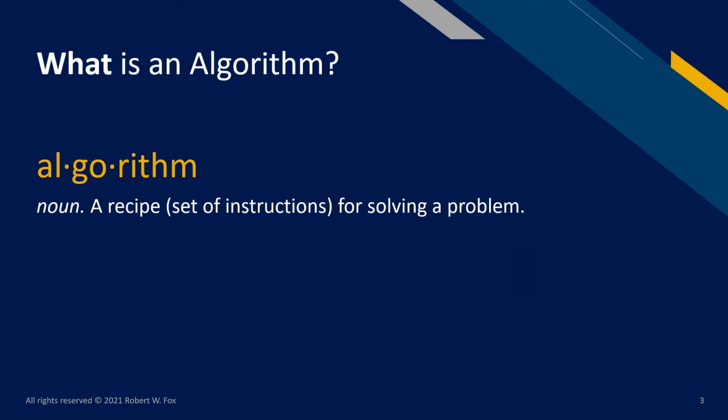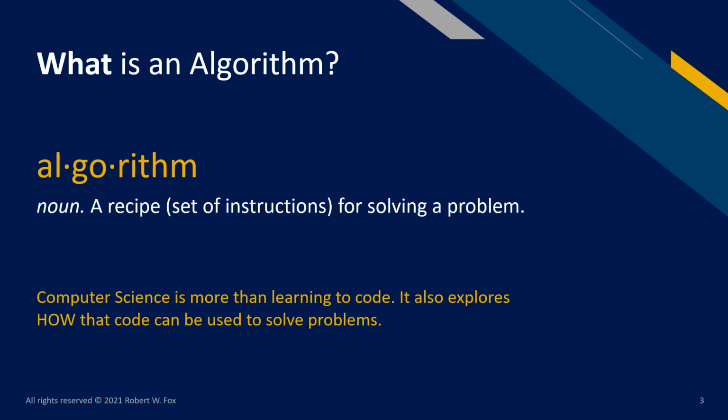This may be the very first time that you've heard the word algorithm, and so we should take a moment and define it. An algorithm is basically a recipe or a set of instructions for solving a problem. Say that you want to bake a cake. Well, you would get a recipe for that. And the recipe would tell you what to do step by step, what ingredients to mix with what, how to bake it, etc. And in computer science, we use algorithms to guide how we solve problems. It's more than just learning to code. And so algorithms will be something that we discuss throughout this course.